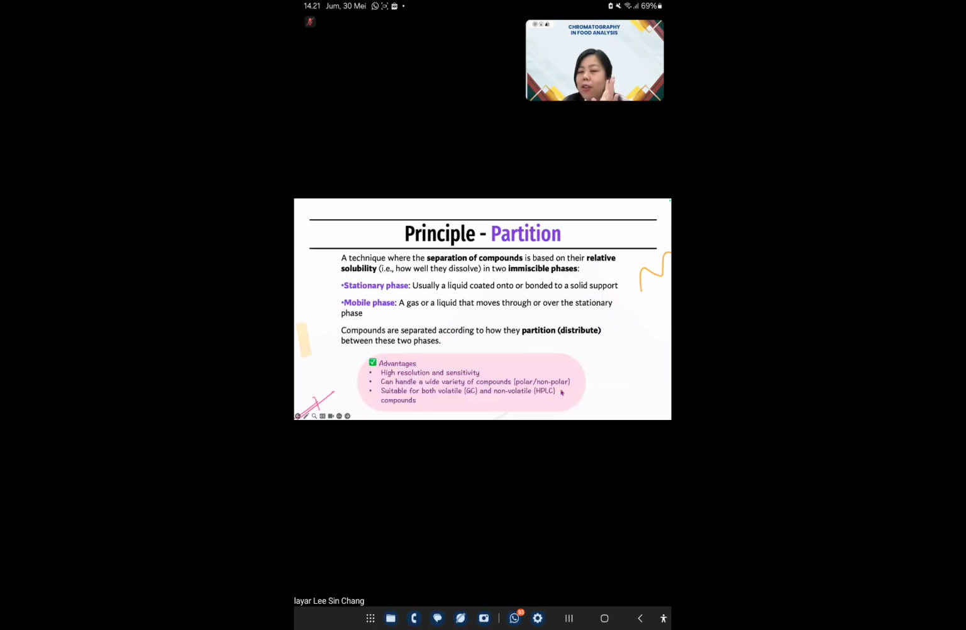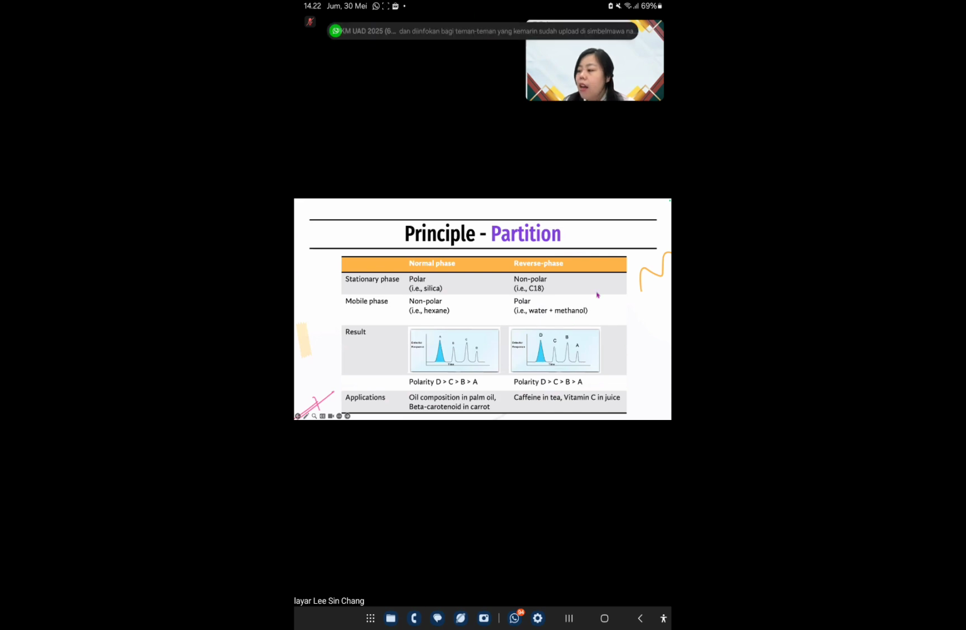Because vitamin C is polar, you can use the reverse phase, where the mobile phase is polar. So the polar compound will come out together with the mobile phase first. Imagine the mobile phase will move with the polar compound together. So D, which has higher polarity, will come out first, followed by C, B, A.